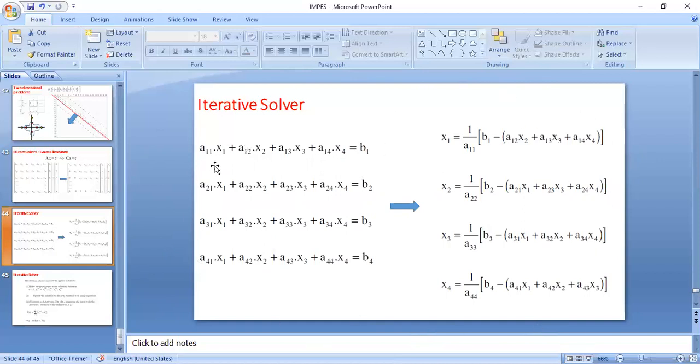There are specific solvers like conjugate gradient or BiCGSTAB, the bi-conjugate gradient stabilized solver. These are very sophisticated and advanced solvers which are used in the numerical simulation world. We will see the outline of CG also in the coming slides.